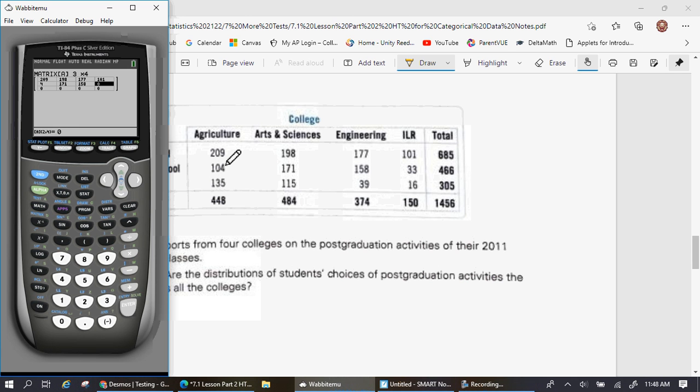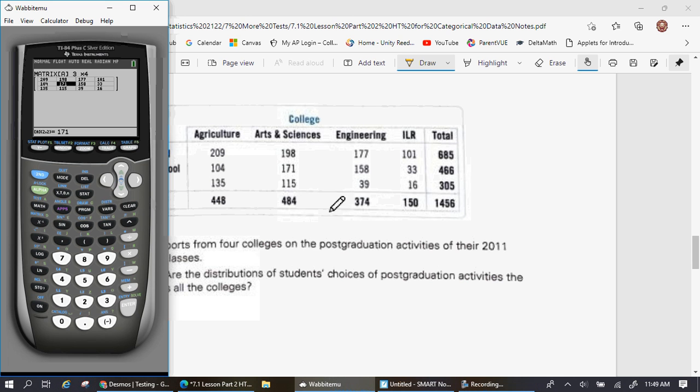Just pay attention, make sure you are putting the right numbers in and they're going in the right spot. Of course, it doesn't know what category it's in, but we want to make sure they're in the right spot. I can already see that I have one that's wrong. It's good to double check. So now we put in our counts.